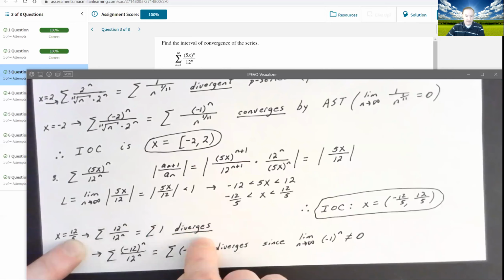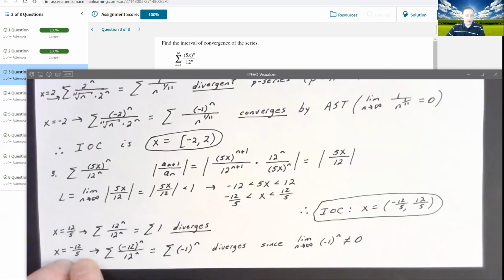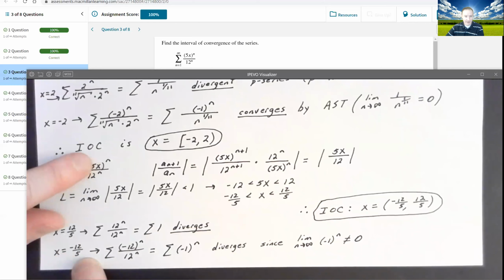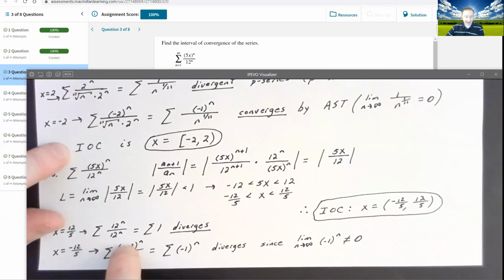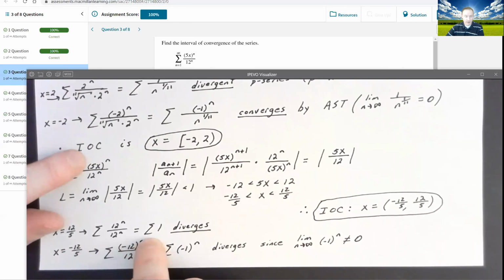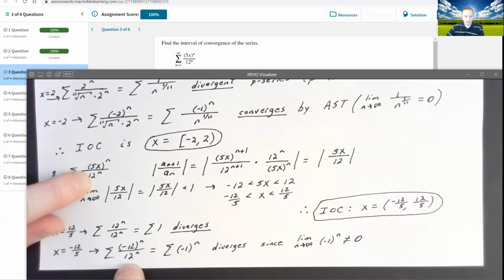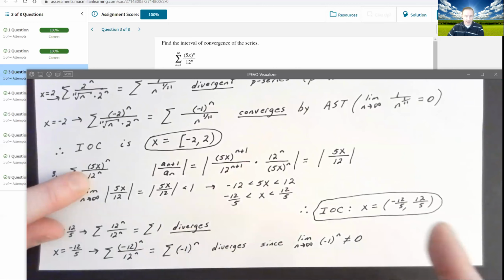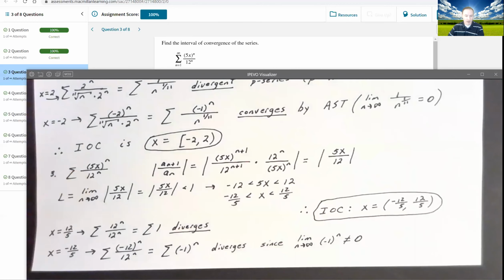The limit as n approaches infinity of the general term would have to go to 0. Since it doesn't, it diverges. Now, similarly, if I plug in a negative 12 over 5 for my x term here, you would have 5 times a negative 12 over 5. It's going to be a negative 12 to the n in the numerator, and your denominator is 12 to the n. So now your series, instead of just 1, is going to be negative 1 raised to the n power. So one term is going to be negative 1, then positive 1, negative 1, positive 1, negative 1, positive 1.